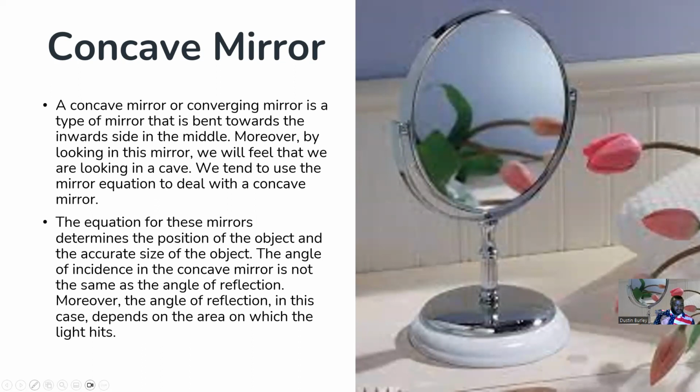The point at which the rays parallel to the axis meet is called the focal point. And the location of the focal point depends on the shape of the mirror. The more curved the mirror is, the closer the focus is to the mirror.